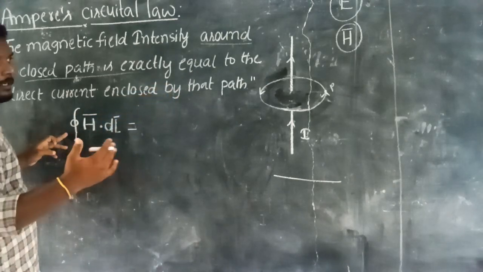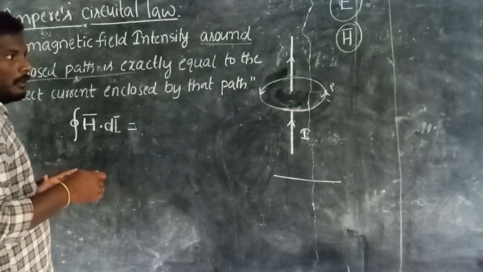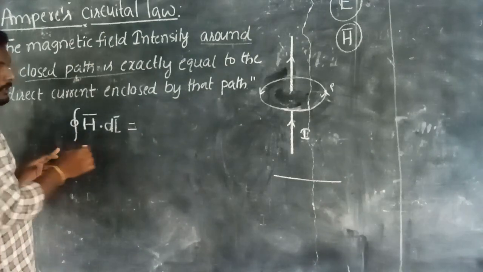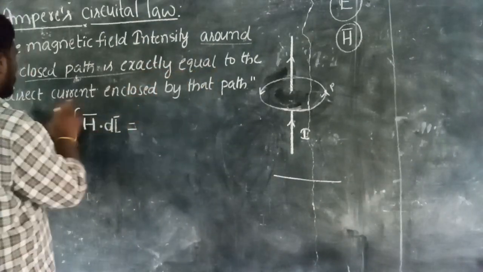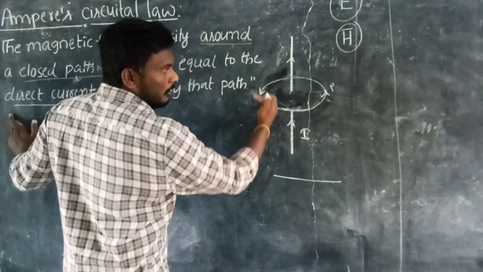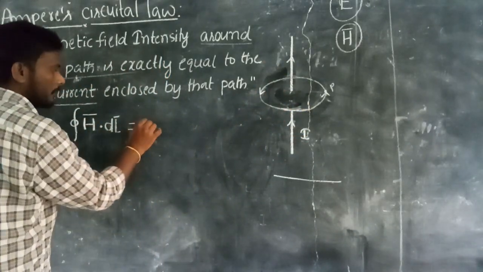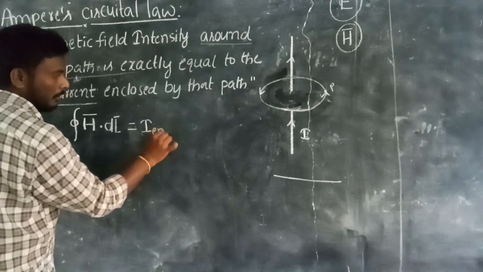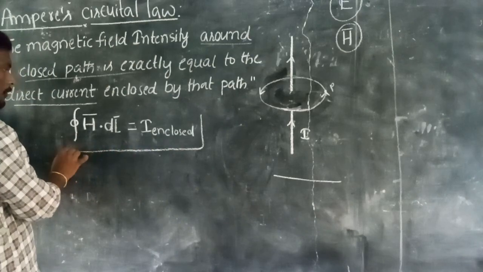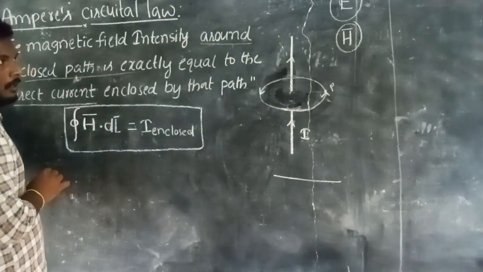And it is mathematically given by the integration term. Why? Because generally the integration calculates the magnetic area. So that's why we are using the integration term. And it is equal to the direct current enclosed by that path. That means how much current is enclosed by this path. For this path, capital I amount of current is enclosed. That means I enclosed. So this is an expression for your Ampere circuit law.